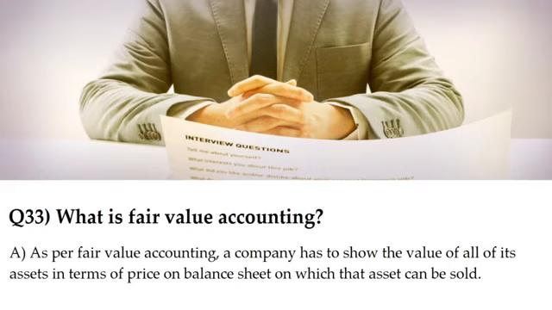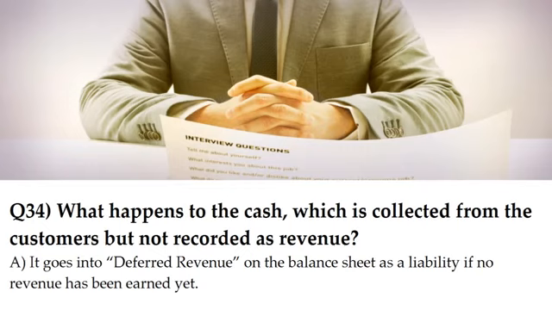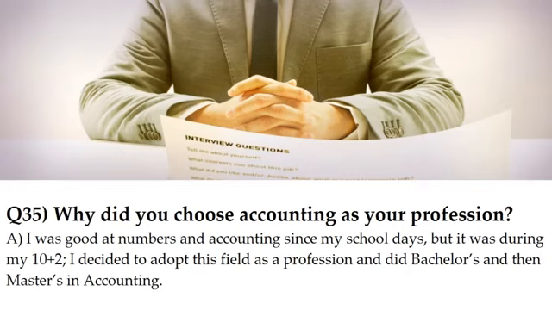33rd question is, what is fair value accounting? The answer is, as per fair value accounting, a company has to show the value of all of its assets in terms of the price on the balance sheet at which that asset can be sold. 34th question is, what happens to the cash which is collected from the customers but not recorded as revenue? The answer is, it goes into deferred revenue on the balance sheet as a liability if no revenue has been earned yet.